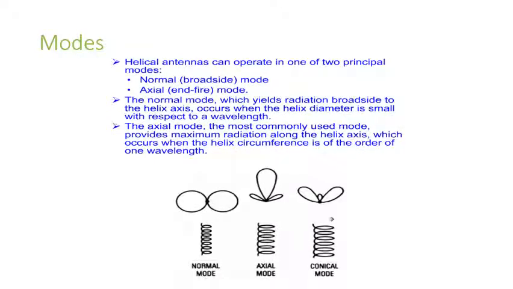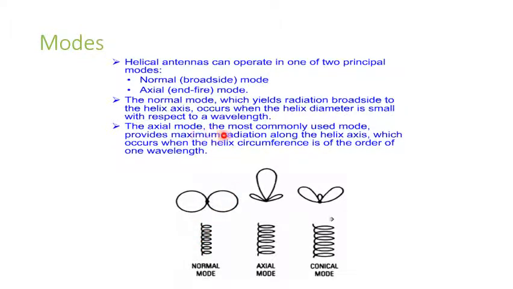The modes of operation of the helical antenna. The helical antennas can operate in one of two principal modes. The first one is the normal or broadside mode. The second one is the axial or end fire mode. In the normal mode, the radiation will be broadside to the helix axis, and it occurs when the helix diameter is small with respect to the wavelength. So this is the normal mode. Here you can see this radiation pattern which is in the broadside, that is normal to the helix axis.